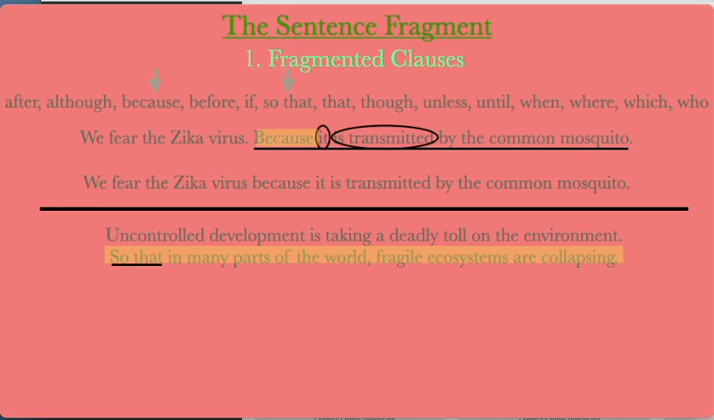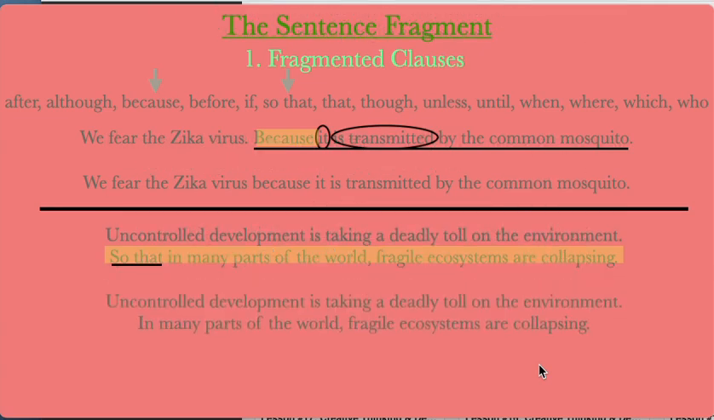In these cases, the simplest way to turn a fragmented clause into a sentence is to delete the opening word or words that mark it as a subordinate. Now, unlike the previous example where we blended the two into one, we made two complete and grammatically correct sentences. Uncontrolled development is taking a deadly toll on the environment in many parts of the world. Fragile ecosystems are collapsing. That's two sentences now.